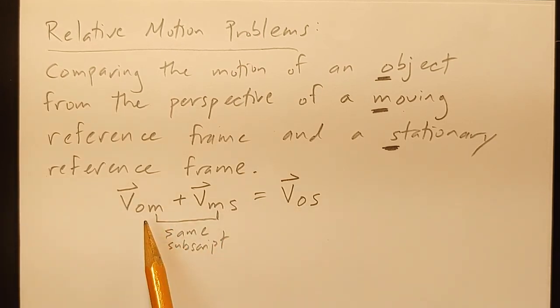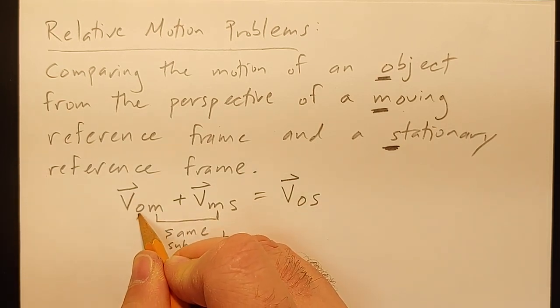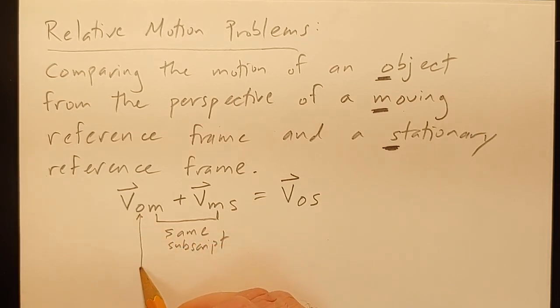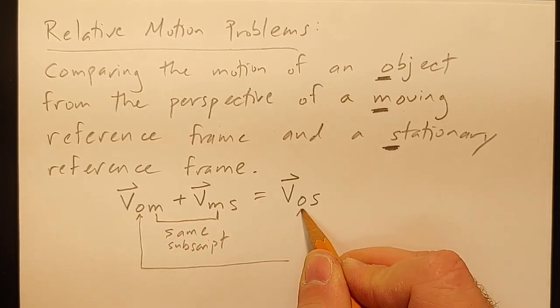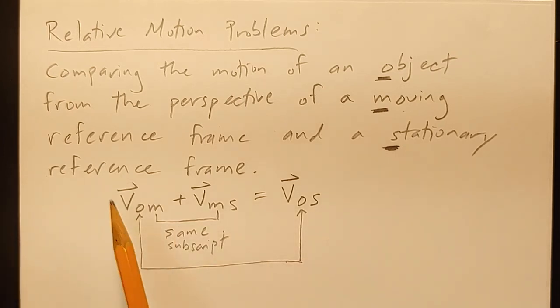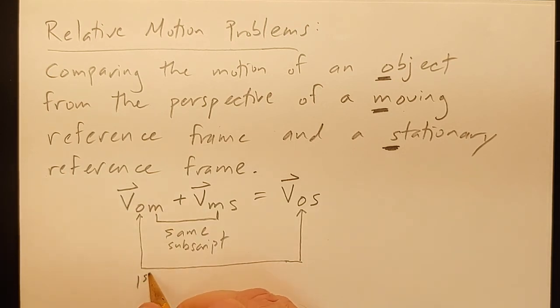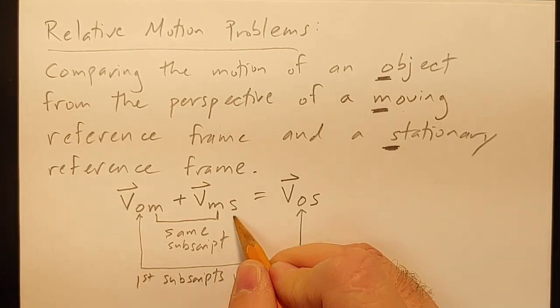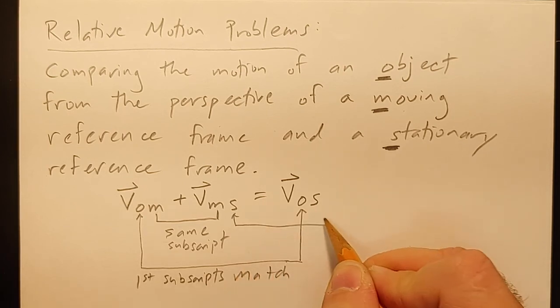You have the same subscript at the end of the first thing you're adding and the beginning of the second one you're adding. And then the first subscript at the beginning of our addition equation and the first subscript for our resultant wind up being the same. The first subscripts match, and you'll notice that the last subscripts wind up matching.